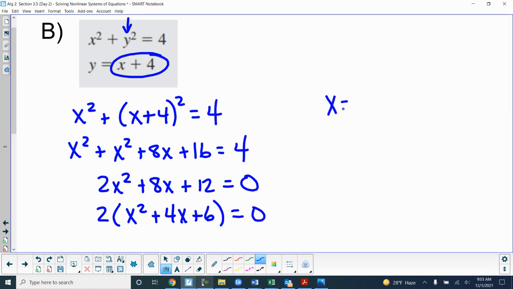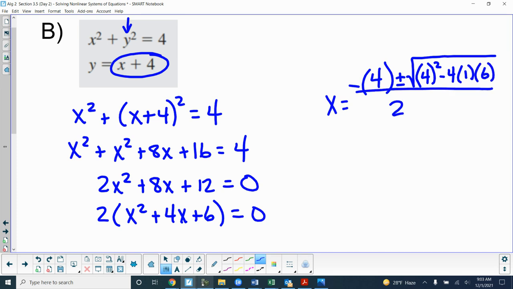So, it's x equals negative b, and b is what? 4. And you could do it from up there, too. You could use the 8 and the 2 and the 12, or the 1, the 4, and the 6. I just used the 1, 4, and 6. So negative b plus or minus the square root of b squared minus 4 times a times c, over 2 times a. Okay? So that gives me negative 4 plus or minus something over 2.